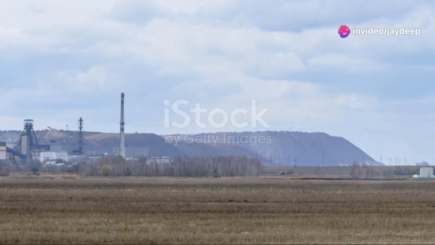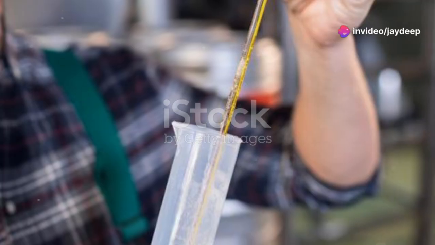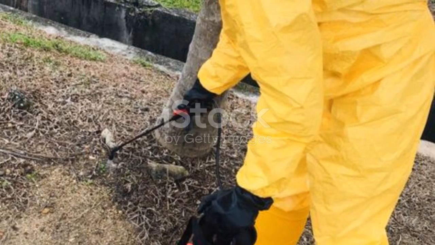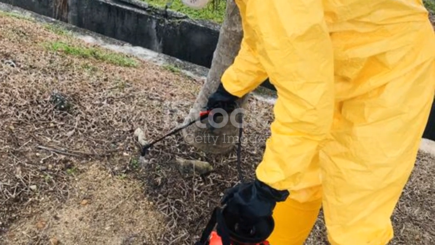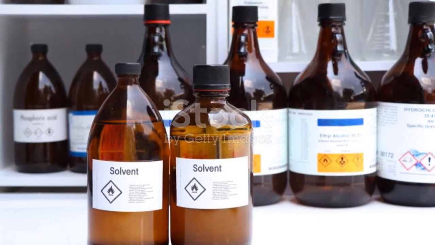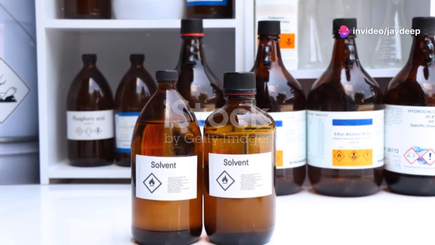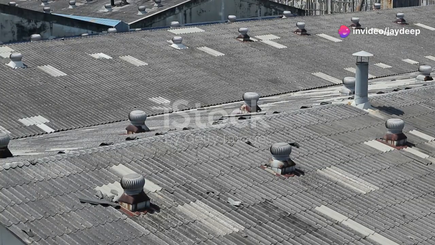Let's illustrate this with a real-world example. Imagine a factory that produces solvents. One of the solvents, xylene, is known for its hazardous properties. By examining the SDS, we learn that xylene can cause respiratory issues and skin irritation. Knowing this, we can anticipate these health hazards and implement control measures.